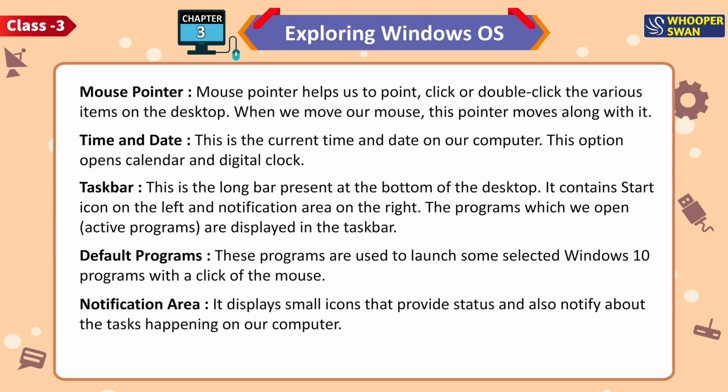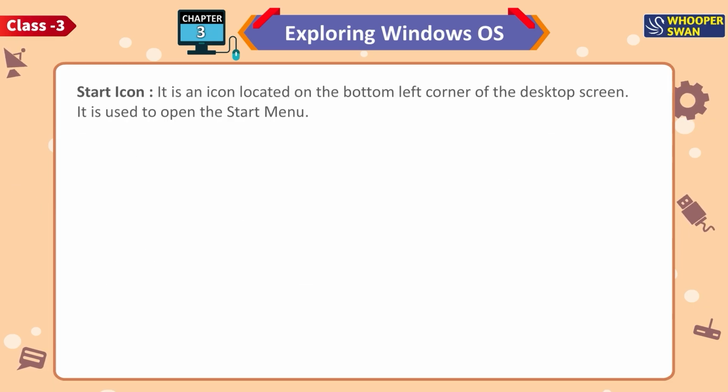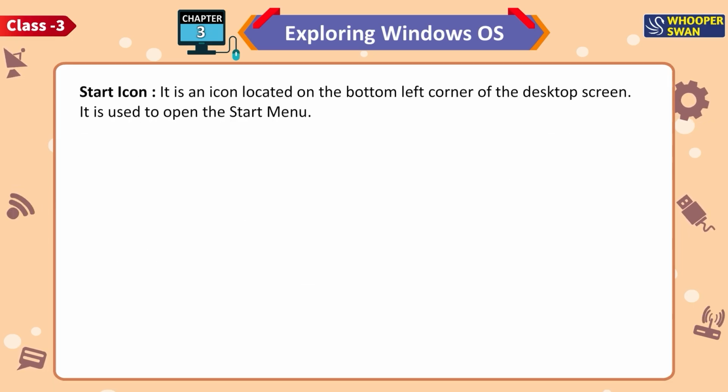Notification area. It displays small icons that provide status and also notify about the tasks happening on our computer. Start icon. It is an icon located on the bottom left corner of the desktop screen. It is used to open the Start menu.